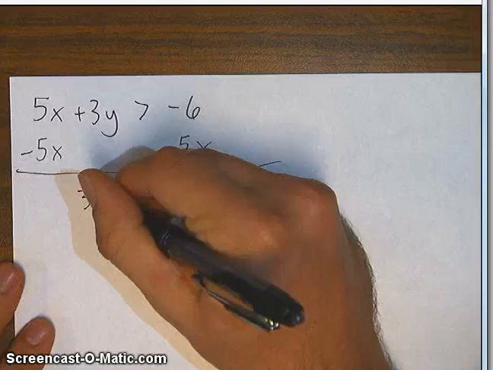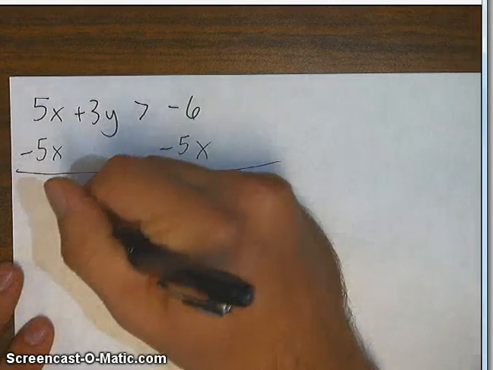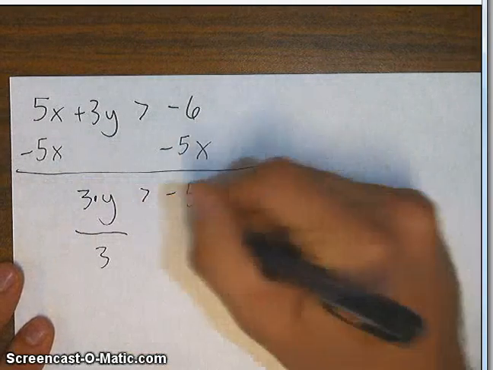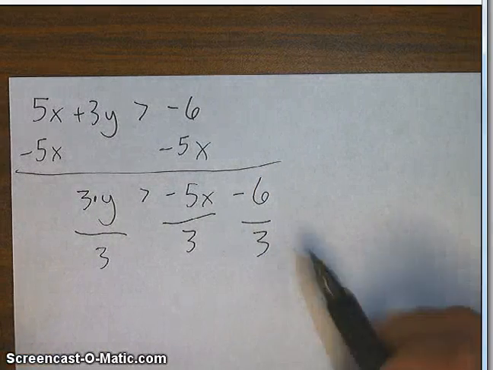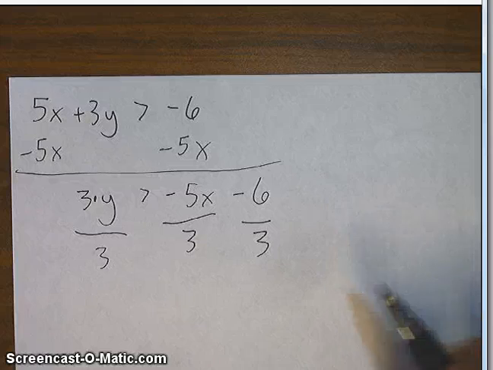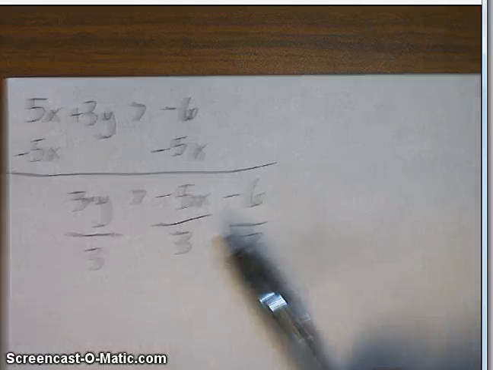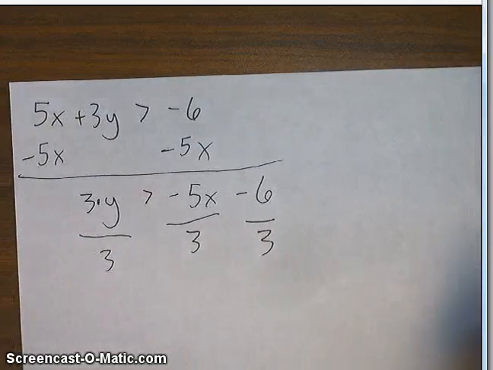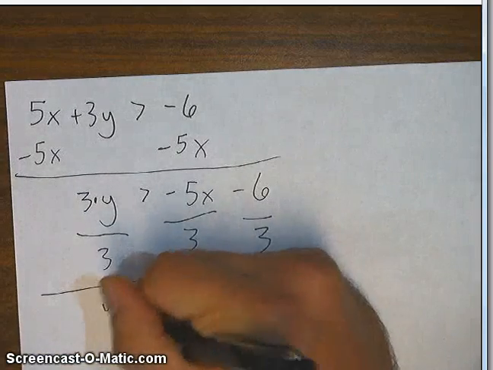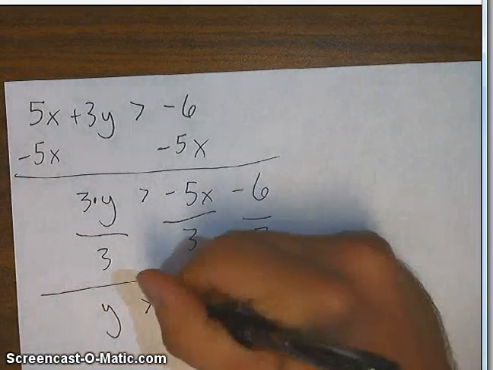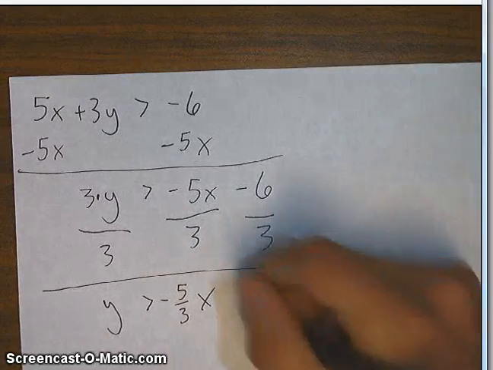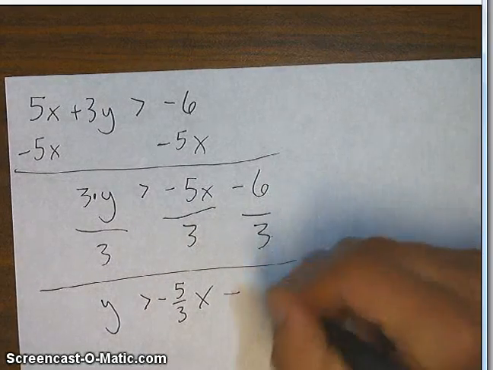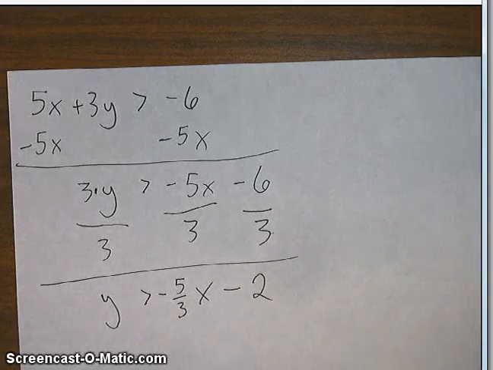And to get rid of 3 times something, we're going to do the opposite of that. We're going to divide by 3 on both sides. And notice that I put that divide by 3 on both the terms over here. I did that so I remember that I have to divide everything on that side by 3. Okay, so that's going to give me y is greater than negative 5 over 3x minus 6 divided by 3 is 2. So that's the equation.